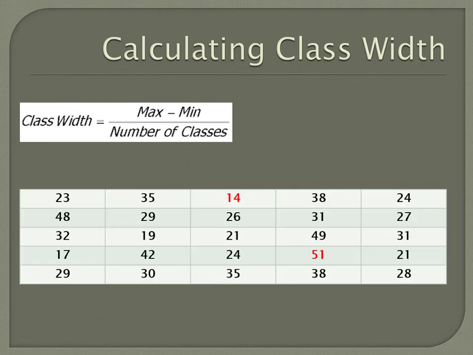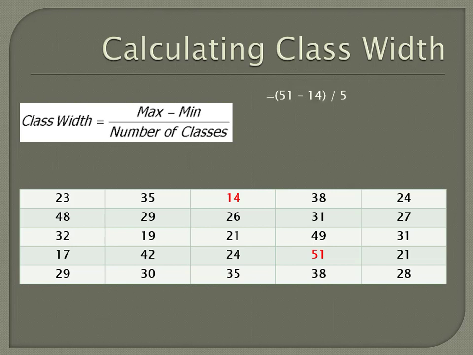So here is the data set, the 23, 35, 14, 38, and so forth. I went ahead and marked in red the ones that were the minimum and the maximum, because we're going to need those in the calculation. The minimum of this data set is 14, the maximum is 51. If we're going to use 5 classes, and that's something that you can choose, although the homework and the tests will tell you how many to use, but you generally get to choose how many classes you want to use. But we're going to use 5 in this example.